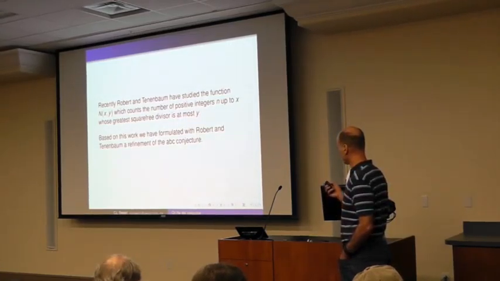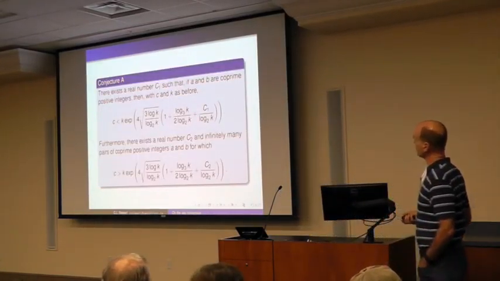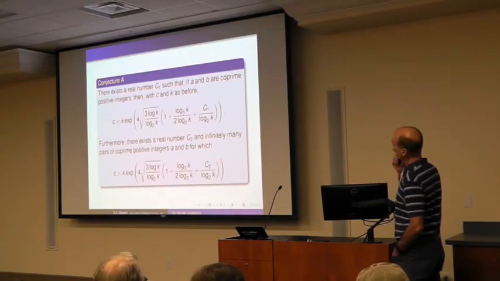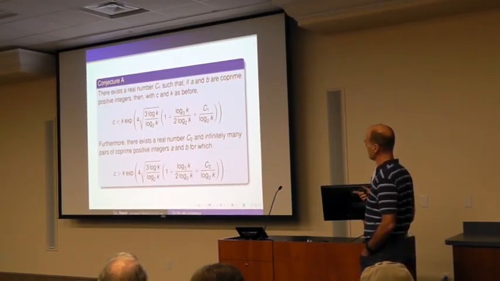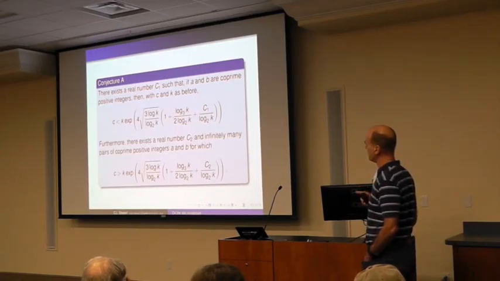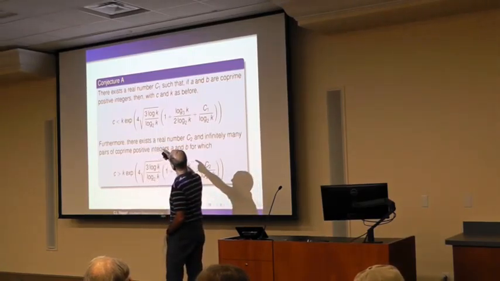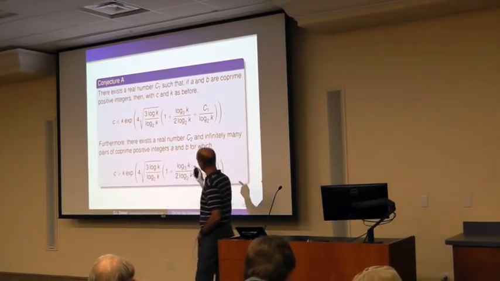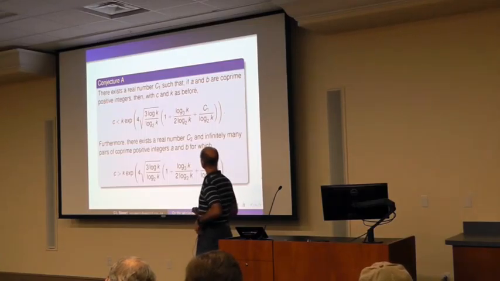Well, in an absolutely monumental paper, Robert and Tenenbaum gave a very detailed analysis of n of x,y, and based on this, we formulated with Robert and Tenenbaum a refinement of the ABC conjecture. Now, we had various formulations of it, but I will give you one. It's the following. This will be a sharpening of the conjecture of Van Frankenhuizen. So the claim is that there exists some real number C1 such that if a and b are coprime positive integers, with c and k as before, c is bounded from above by k, well, that's the standard thing. And then we have this function here, e to the 4 times the square root of 3 log k over log k. That's sort of the principal part. And then we have two further terms here.